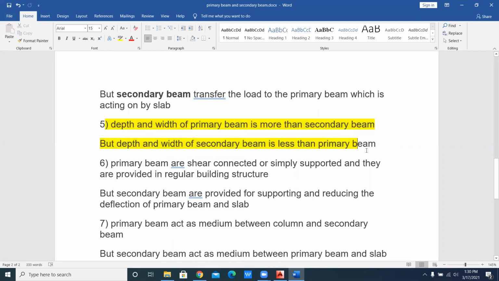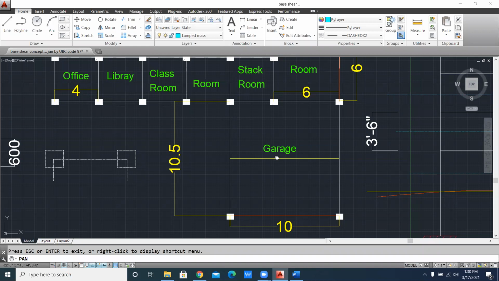You have to deduce it, and keep in notice that the depth and width of the primary beam is always more. This is an important point, because if you give the secondary beam more depth and width, its weight will definitely increase, and that weight will act on the primary beam and cause failure in the primary beam. So you have to understand 100% that you have to give the secondary beam less depth and less width.